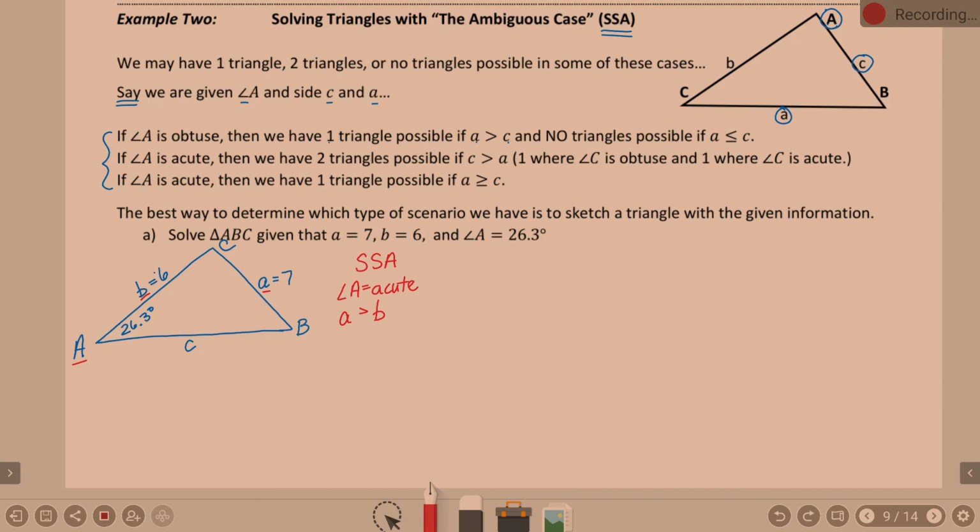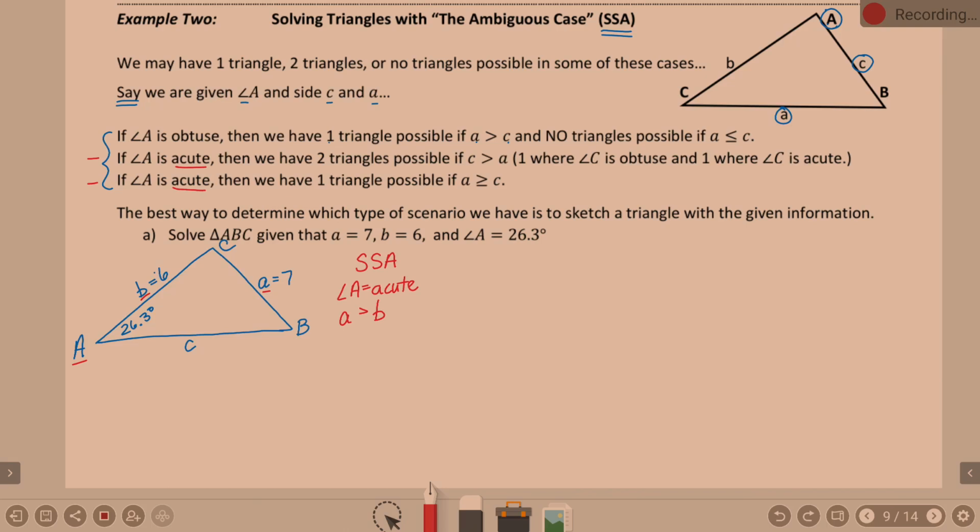Side A is given to us as bigger than side B, yes? Okay. What I'm going to take you guys through, okay, angle A is acute. So if angle A is acute, we're either in Option 2 or 3, right? It's either here or here.